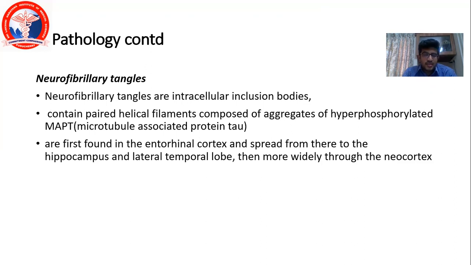They are first found in the entorhinal cortex. That is in contrast with whatever we had talked earlier about the amyloid plaques. This is first found in the entorhinal cortex and spreads from there to the hippocampus, the lateral temporal lobe, and more widely through the neocortex.